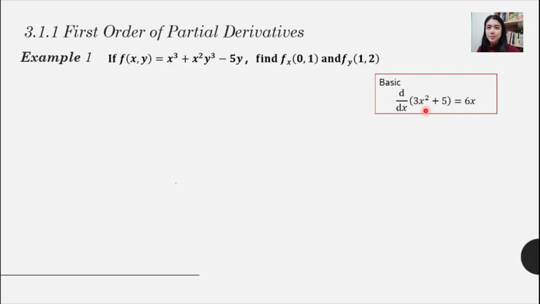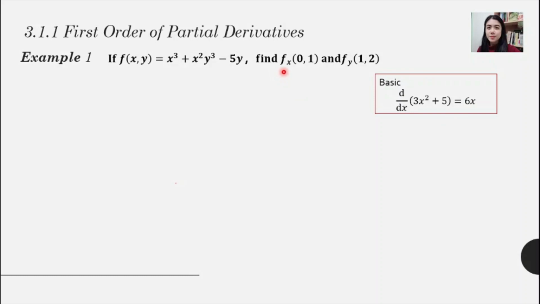The basic here: we have 3x squared plus 5. They want you to differentiate with respect to x. This is an equation with 1 variable only because you only see x. So let's differentiate it. If you differentiate 3x squared, it gives you 6x. For 5, if you differentiate, you will have 0. So that's why the answer is 6x. So now let's go back to the example.